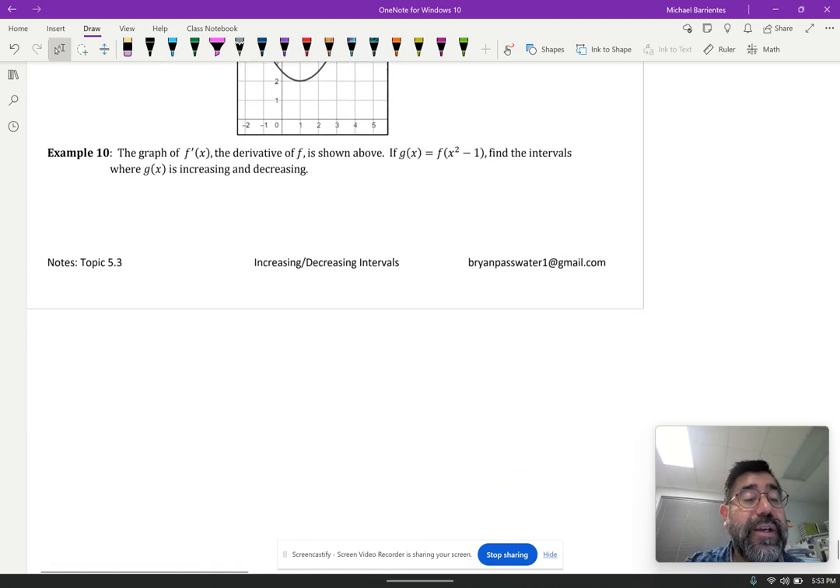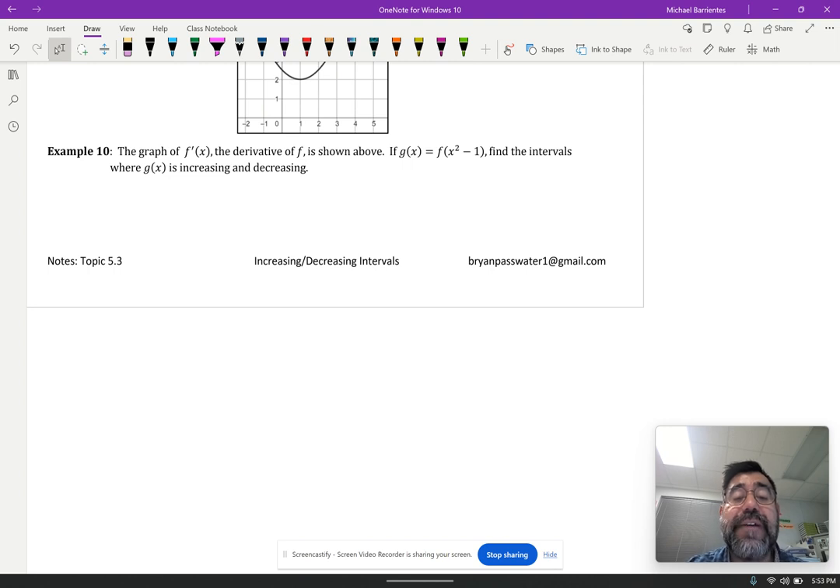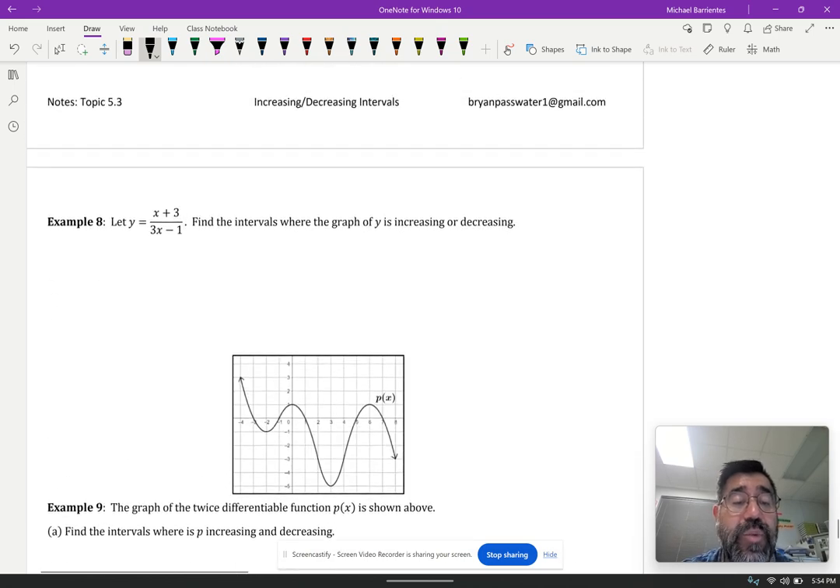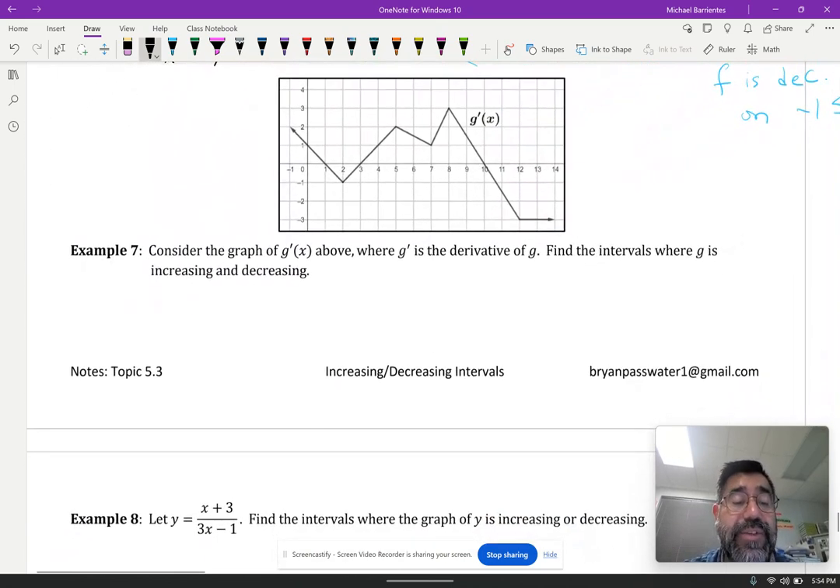However, I will say, be careful with number 10. They tell you g of x is f of x squared minus 1. So when you go to take the derivative on number 10, I've got to do a chain rule here. And my chain rule is f prime of x squared minus 1 times 2x. And so that's the derivative that I'm going to have to use, because they're asking me about whether g of x is increasing, decreasing, not whether f is increasing, decreasing. So I've got to use this formula as my derivative. But let's do one more graph, and then we'll pause this section.